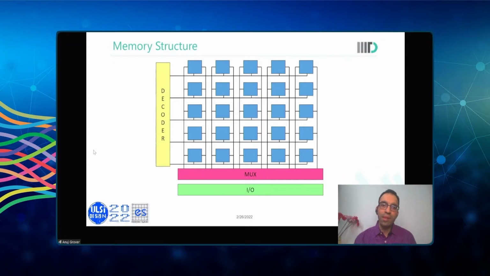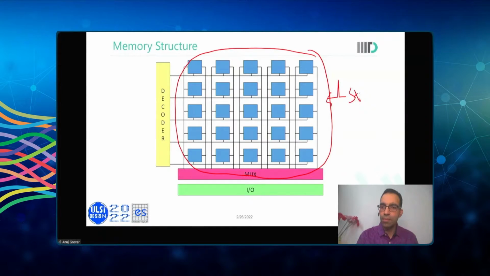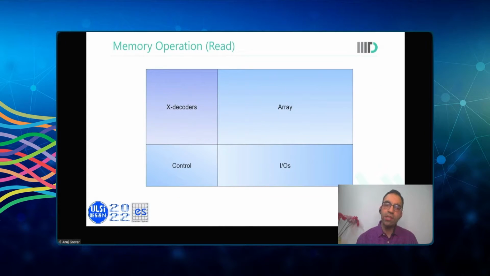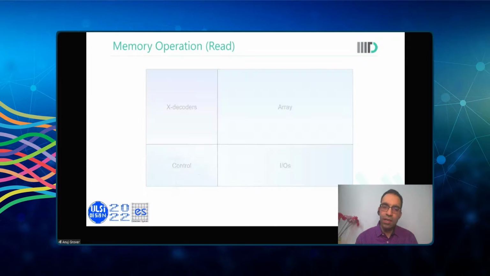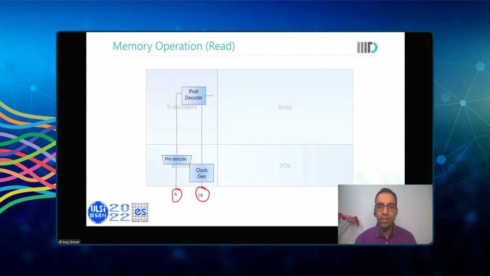So typically, any memory is organized like this. There is an array of storage elements, and then there are peripheral circuits, decoders, IOs, multiplexers, which would enable any user to access this array of storage elements. The memory operation essentially involves an input clock and some addressing scheme. When the clock arrives, internal clocks are generated, addresses are pre-decoded, and they go into what are called post-decoders, the decoder region.